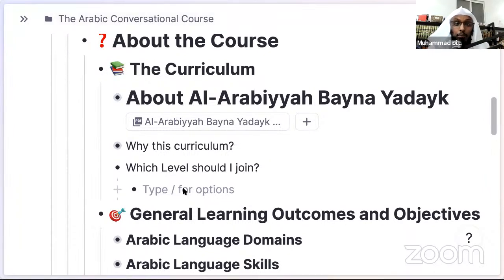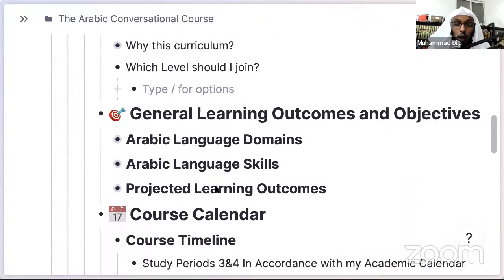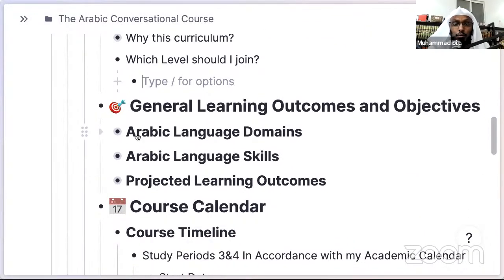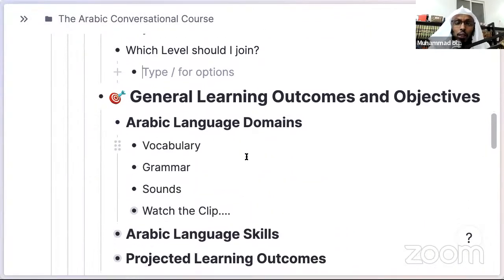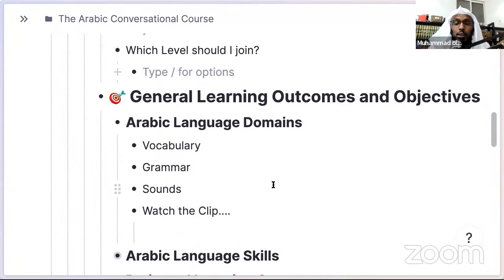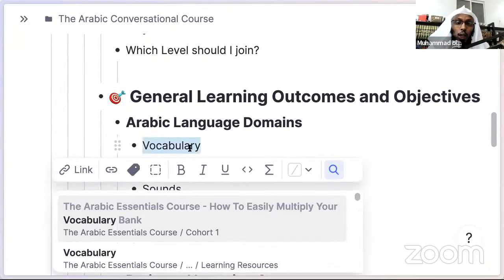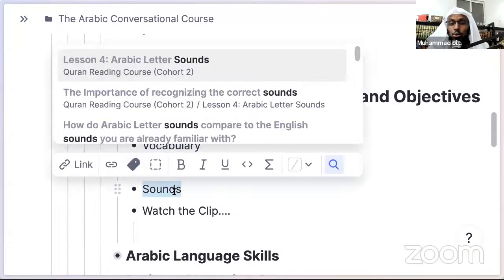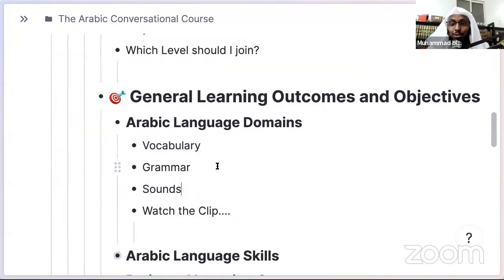Right. So what are the learning outcomes? Well, for one, we're going to focus on the 3 language domains. We've talked about this before. I'm going to share the clip, inshallah, on what's meant by language domains, which is basically vocabulary, grammar, and sounds. You all know what vocabulary is, you know what grammar is, but sounds is something that most people are oblivious to. Watch the clip, inshallah.